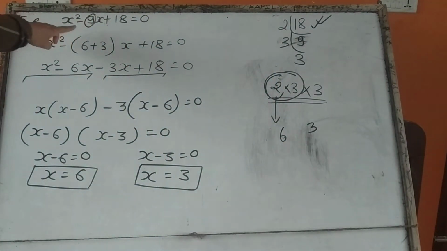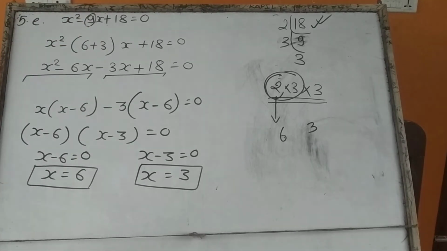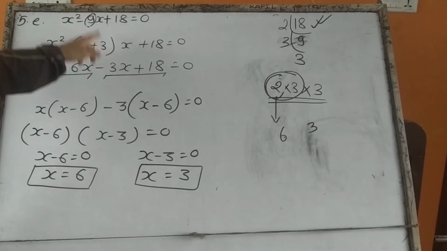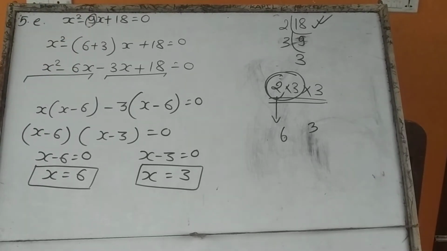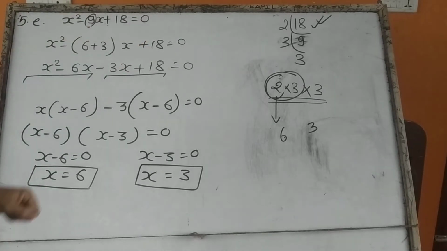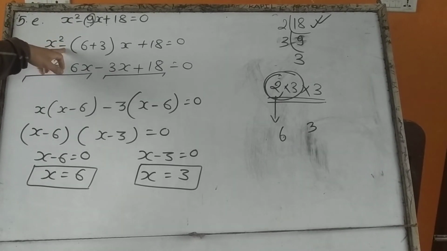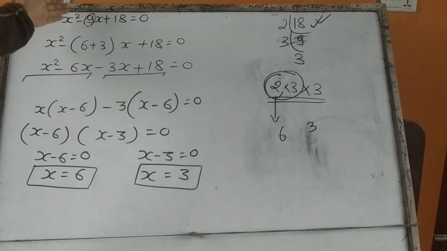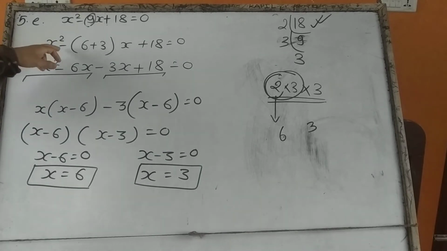Instead of this 9, put those two numbers; we can write 6 plus 3 here. So 9 is omitted, and instead you write 6 plus 3. So this is x square minus (6 plus 3)x plus 18. You have to be very careful when multiplying by this negative sign. Most of the students fail to give the correct answer when it is multiplied by a negative sign. So look here carefully.